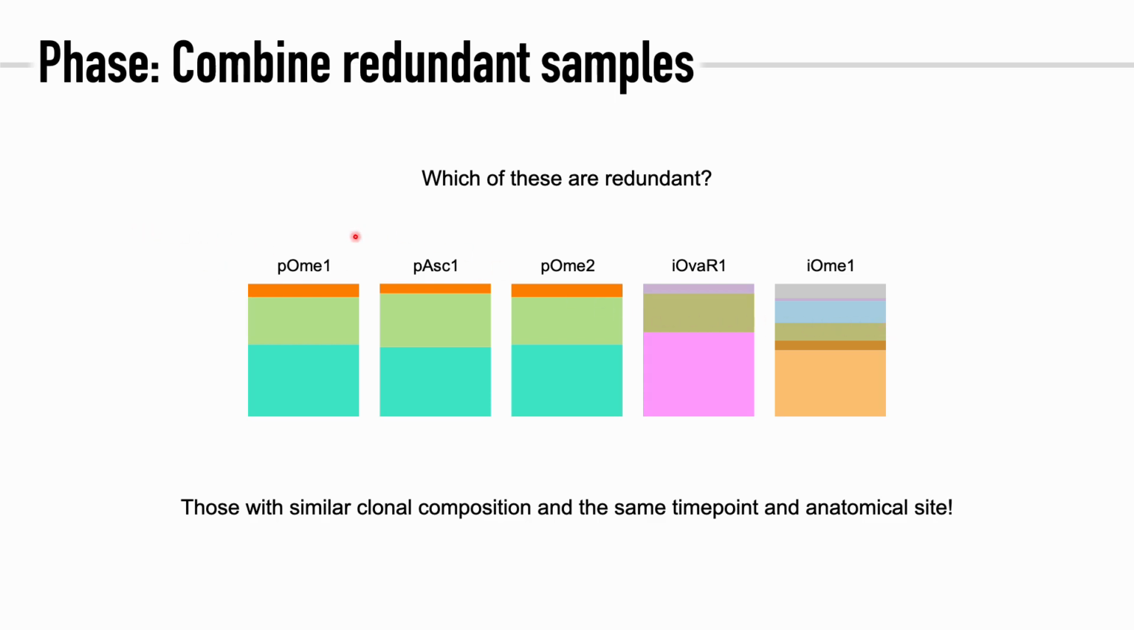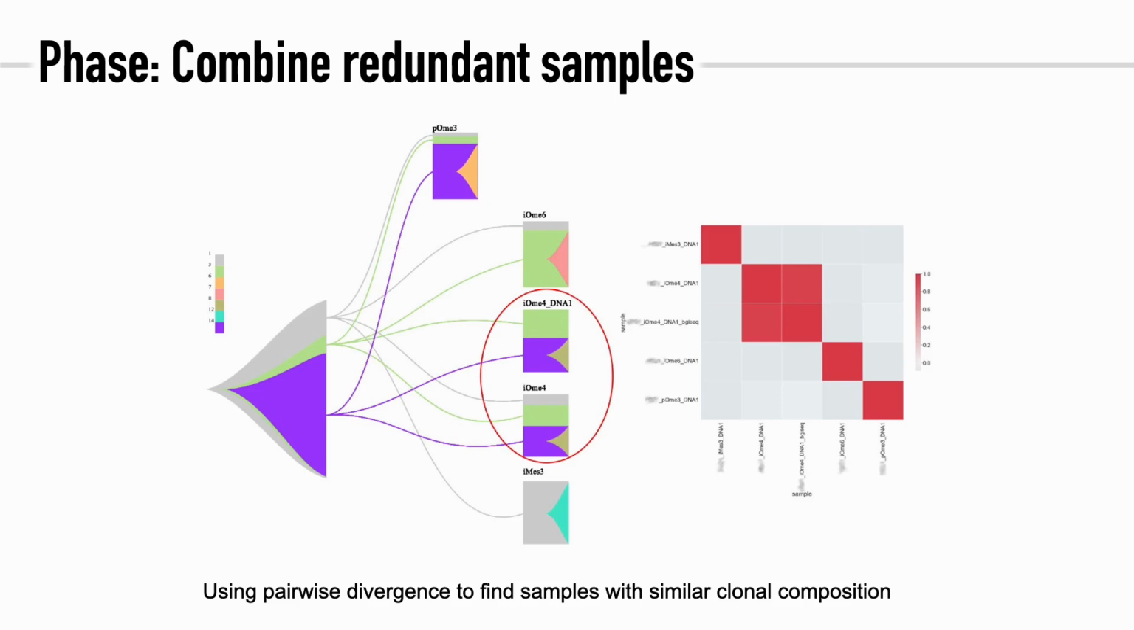So not all three are redundant, but these two primary omentum samples could be combined. But how to find the similar samples? We can use relative entropy or other divergence and apply hierarchical clustering to find samples that can be combined.